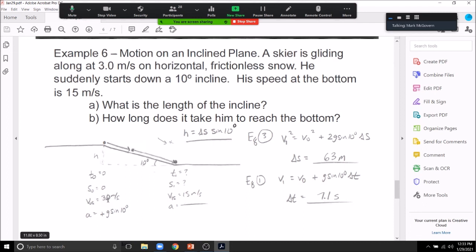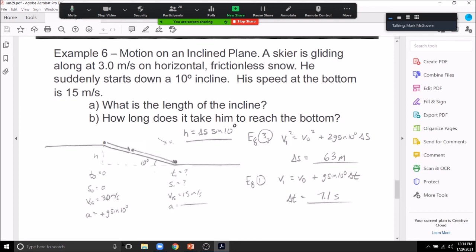The speed is 3 meters per second, and the acceleration is going to be positive g sine 10 degrees. Positive because I'm calling down the incline positive, and g sine theta is the acceleration for an incline. So really, all you have to do for your acceleration is know what the ramp angle is. Then your acceleration is just 9.8 times the sine of the ramp angle. At the end, I don't know how long it took. I don't know how far we went, but I do know I was at 15 meters per second at the bottom. And I don't care about the acceleration there.